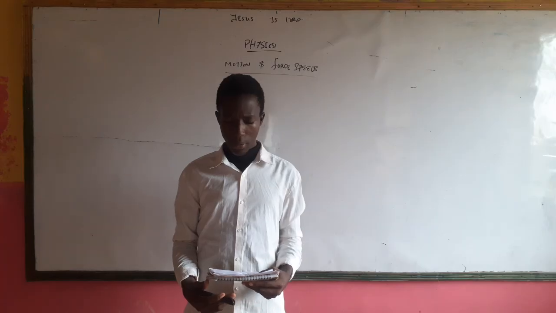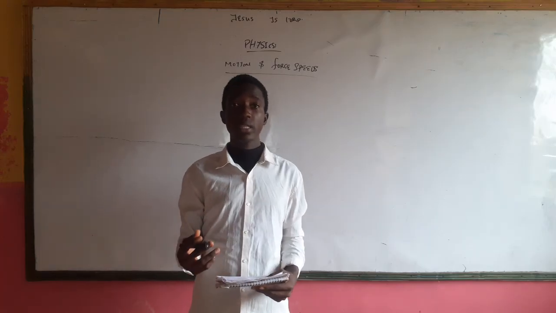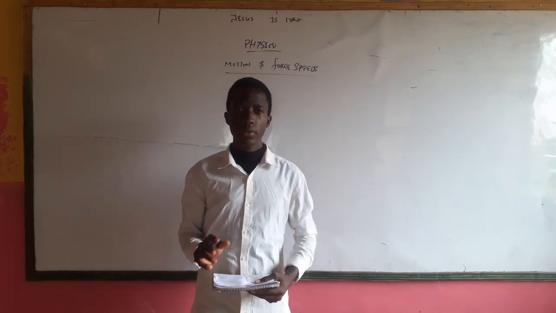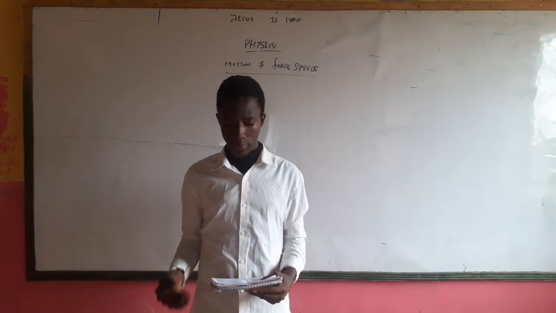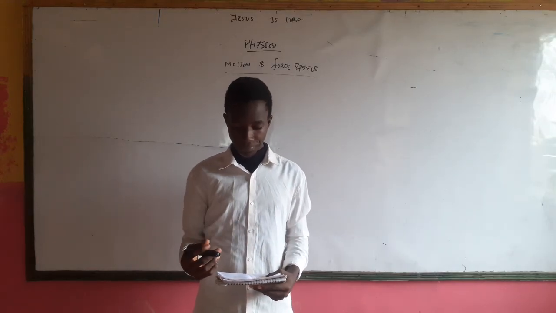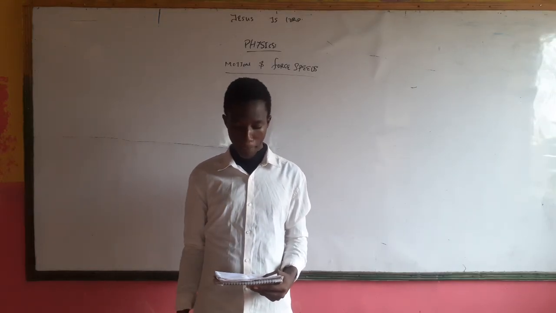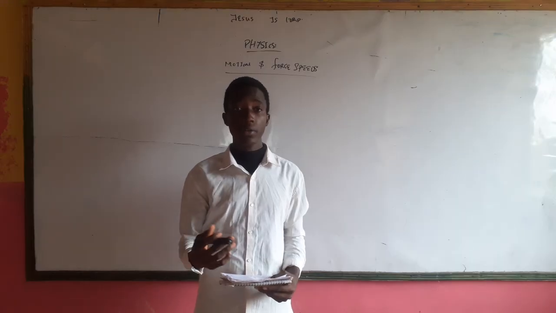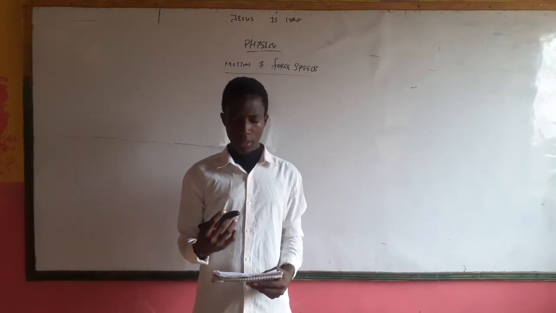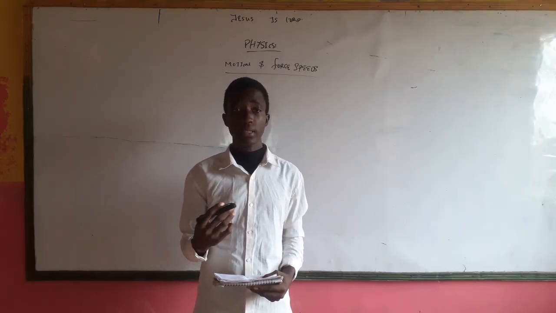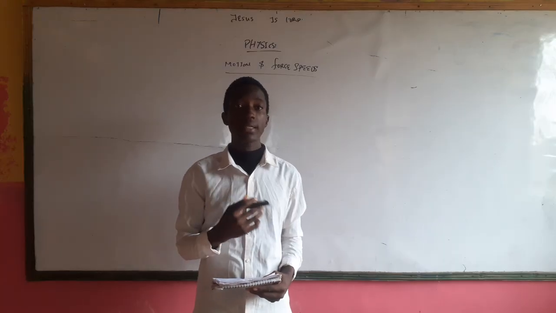But we talk about force. Under force, we have contact force and force speed. Contact force is a force that requires a body contact, while force speed doesn't require body contact. We have what we call friction. Friction is a force that tends to oppose motion. There's something we call circular motion, and that is very, very important. There are some calculations under circular motion.